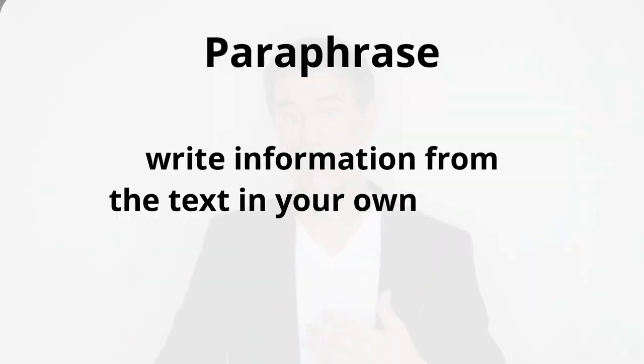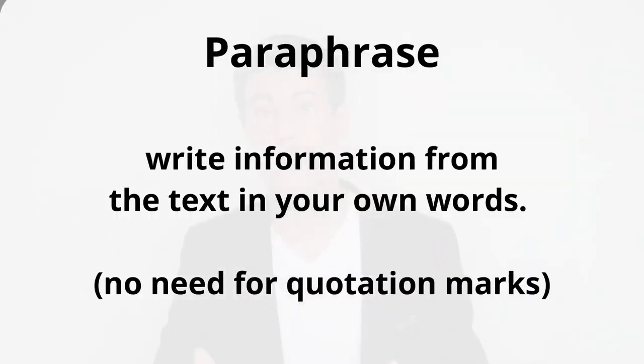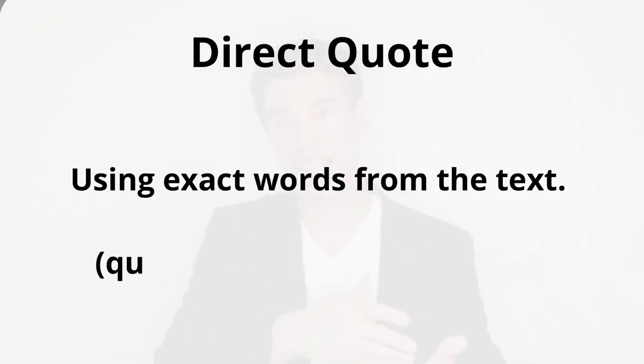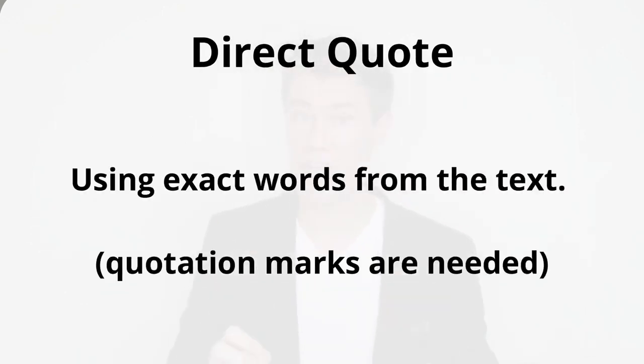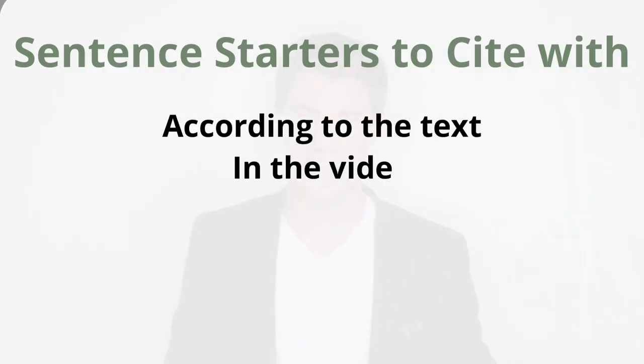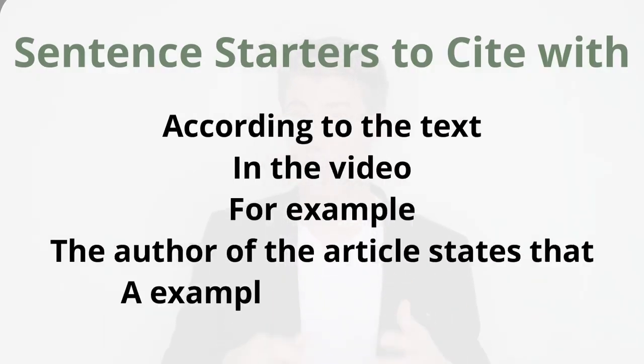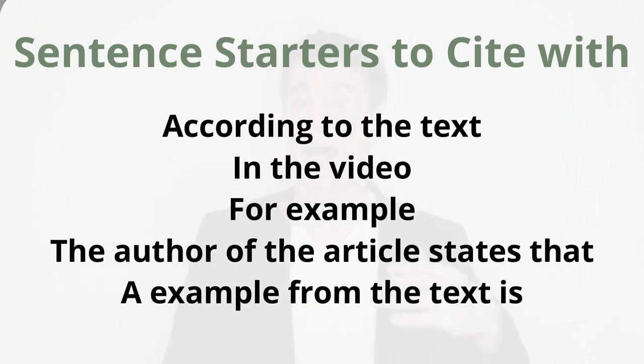Paraphrase. Write information from the text in your own words. No need for quotation marks. Direct quote. Use exact words from the text. Quotation marks are needed here. Sentence starters. According to the text in the video. For example, the author of the article states that. An example from the text is.